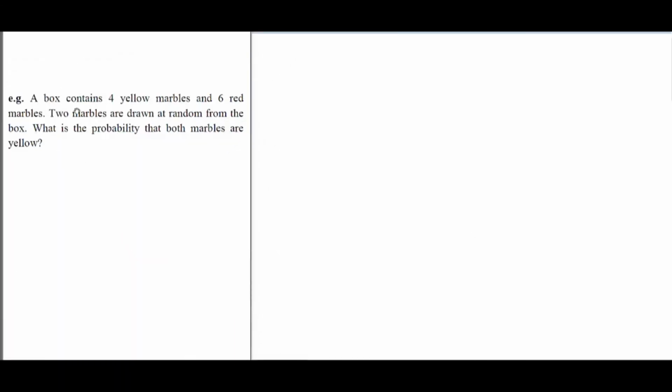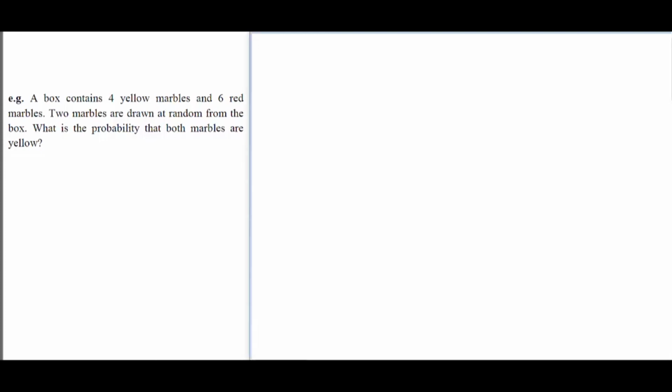Another example: a box contains 4 yellow marbles and 6 red marbles. It means the total number of marbles is 10. 2 marbles are drawn at random from the box. From these 10, 2 of them are taken or drawn. What's the probability that both marbles are yellow?